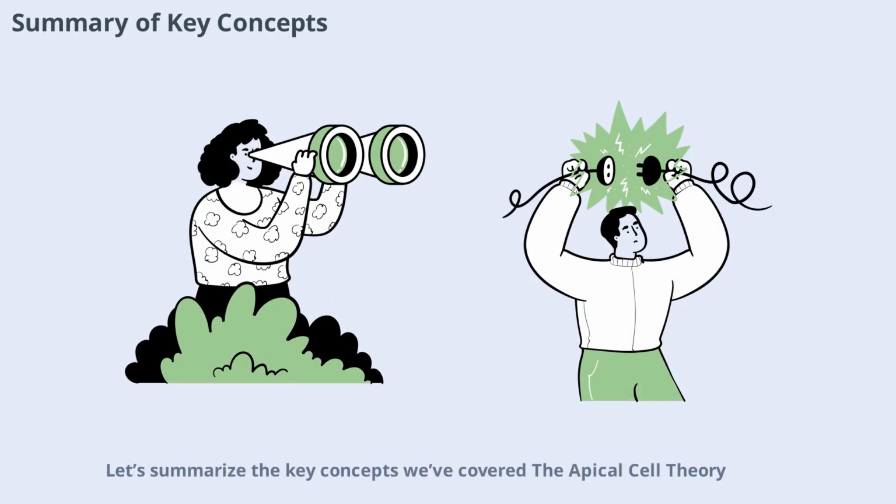Summarize the key concepts we've covered. The apical cell theory, histogen concept, quiescent center, and camellar type roots each offer unique perspectives on how roots grow and function. Understanding these theories helps us appreciate the complexity and adaptability of plants. Each concept contributes to a broader picture of plant development and survival.